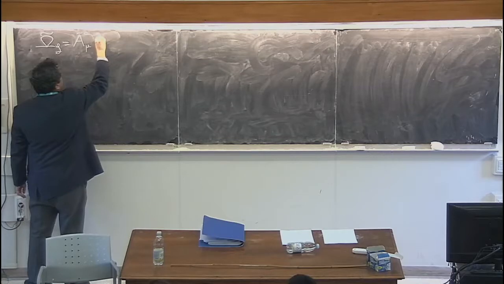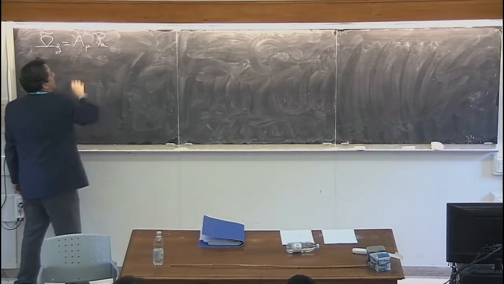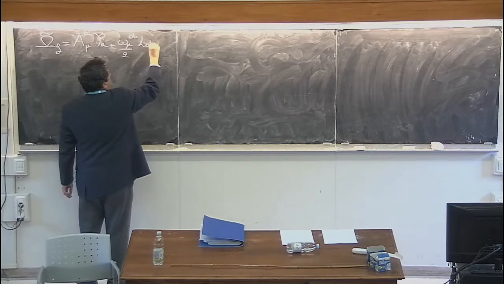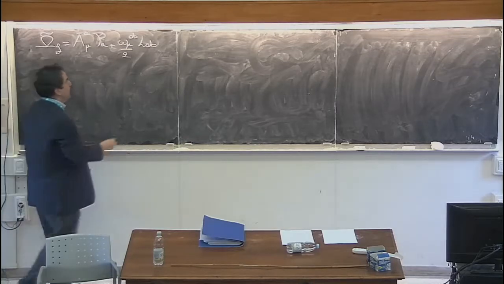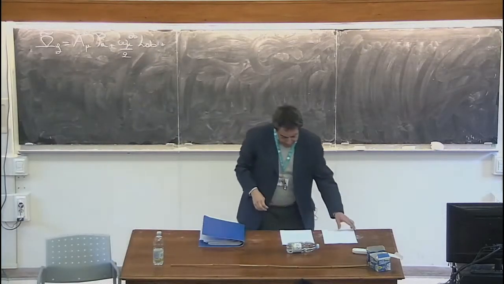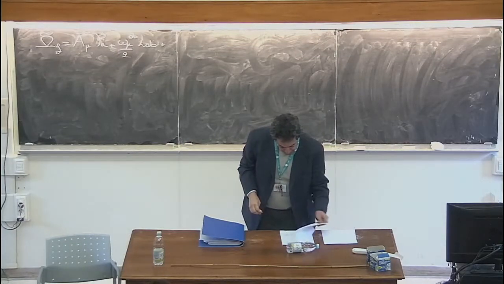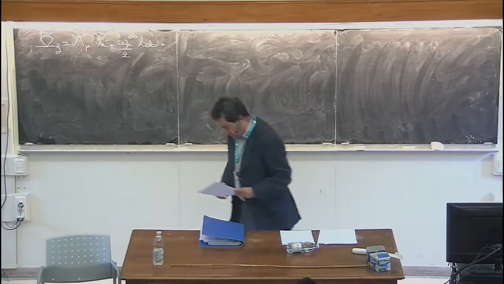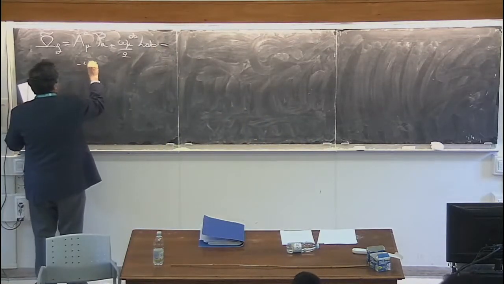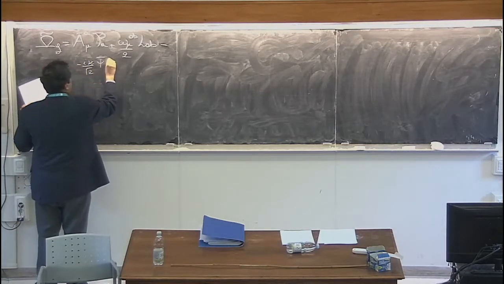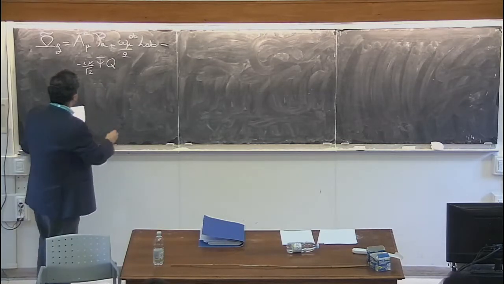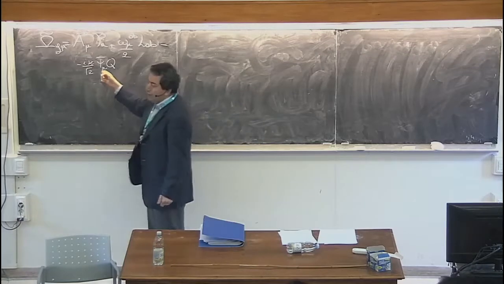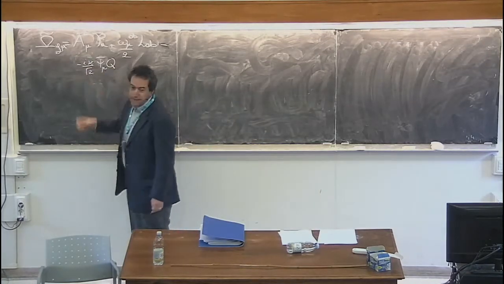That is the vielbein, the spin connection one form, and then the gravitino one form, the gauge field associated with the supersymmetry generators. Kappa is the Newton's constant.